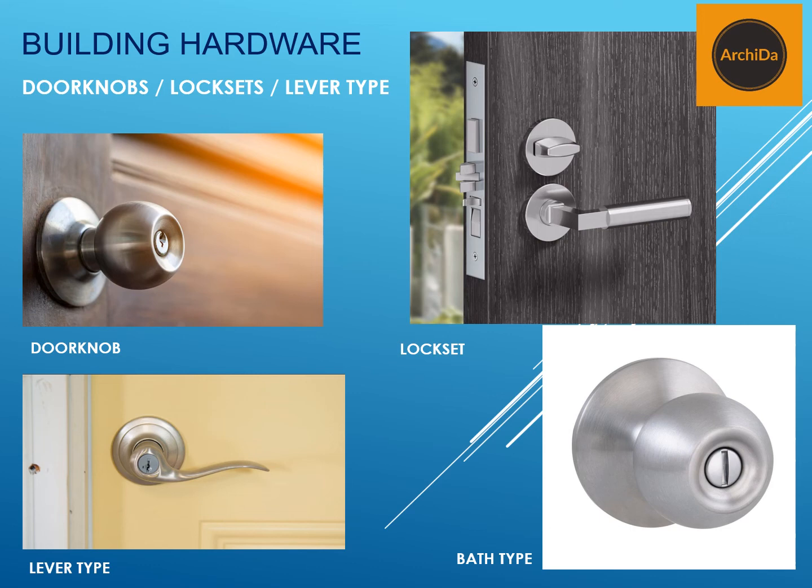The picture on the upper right is the lock set. It is a two-variation doorknob, meaning to say you have your lever type or doorknob down below, then you have your deadbolt up above. The picture on the lower right is called the bath type. This is always installed. I said always because some constructors or contractors do not install this type on toilets. Again, the bath type is installed in toilets.